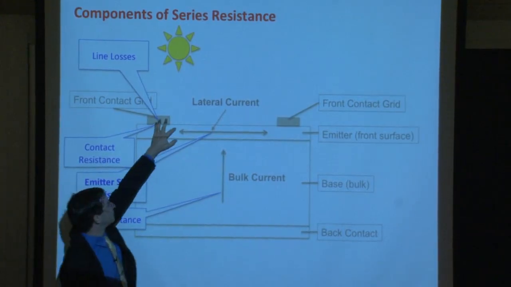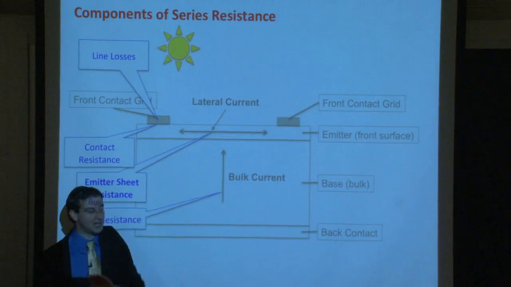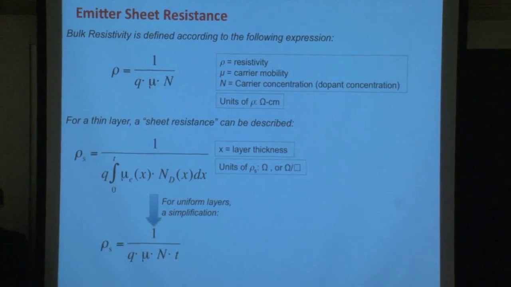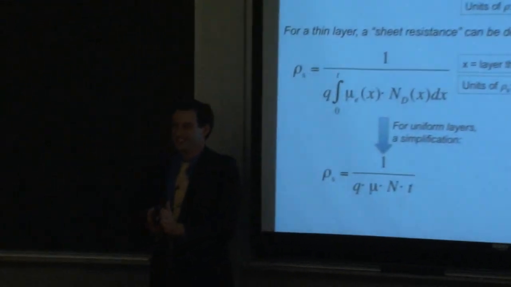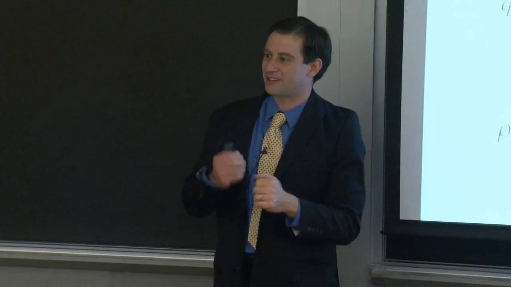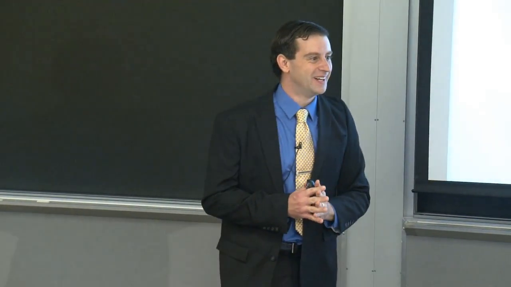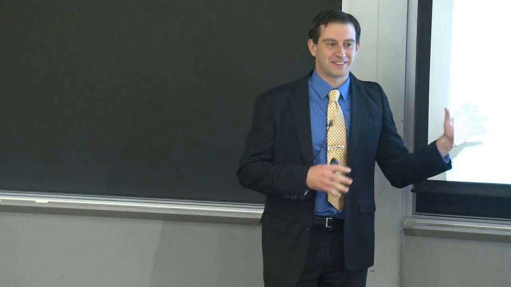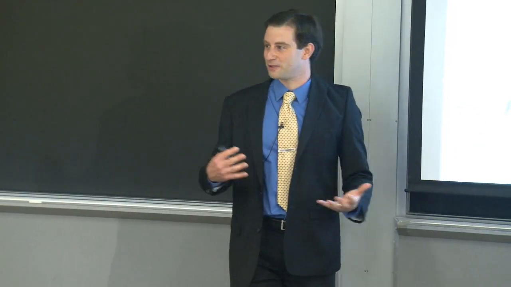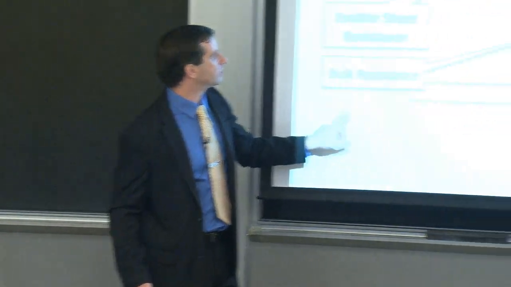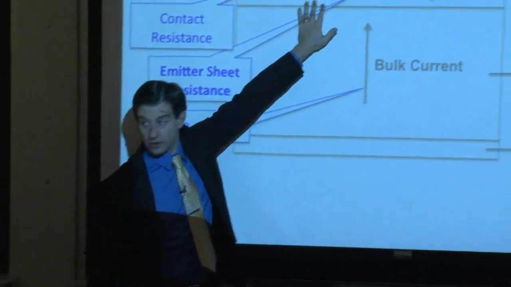So if I make this layer too thick, sure, I get rid of my emitter sheet resistance term, but at the same time, I'm killing my quantum efficiency in the short wavelengths because I'm not able to absorb those short wavelength photons and convert them efficiently into electron hole pairs. So this is a story about co-optimization of different device parameters.